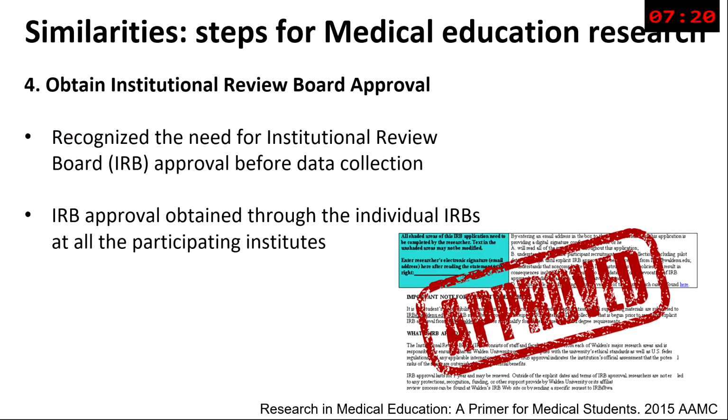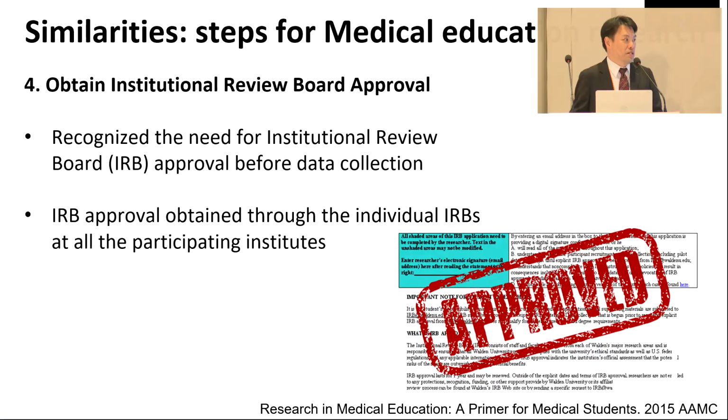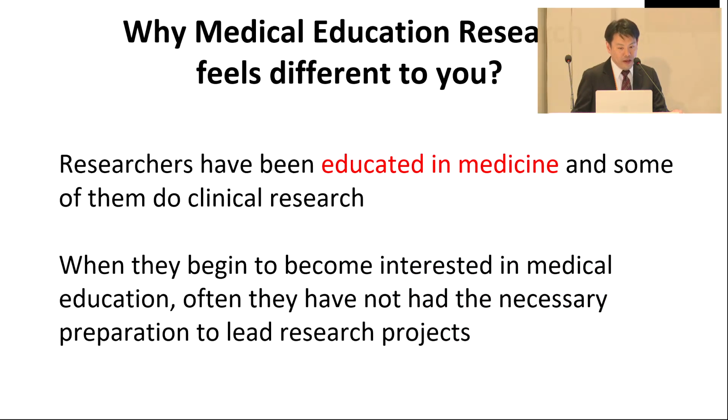Similarity number four, remember to obtain your IRB. That is a very important issue. You don't want your paper to be rejected because you didn't obtain your IRB. Sometimes this could be very difficult because the regulations between institutes could be different. So if you're initiating a multi-center medical education research, make sure that everybody has their IRB approved.